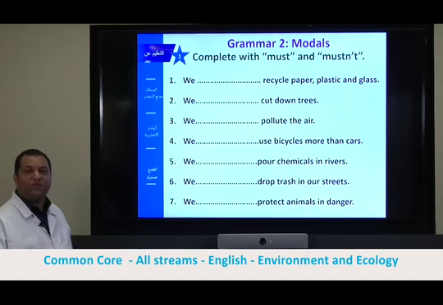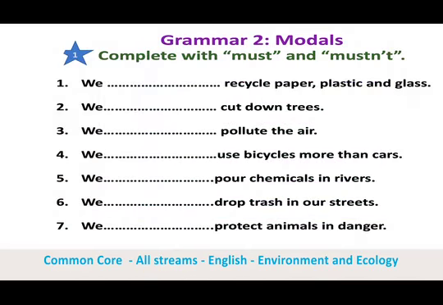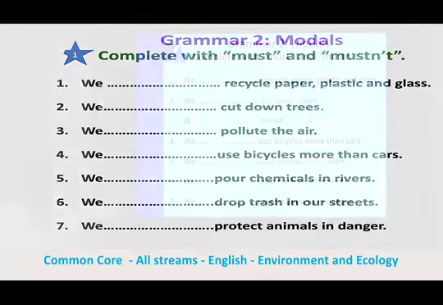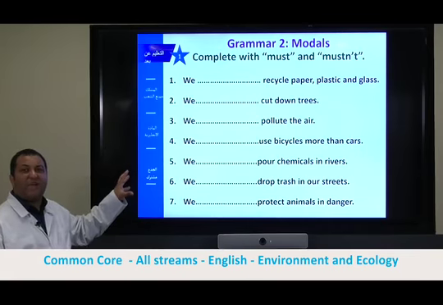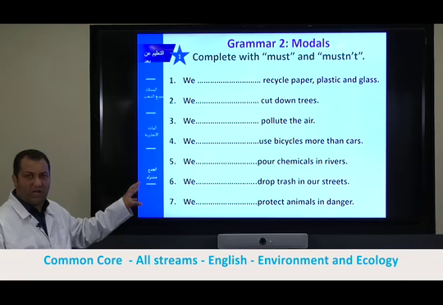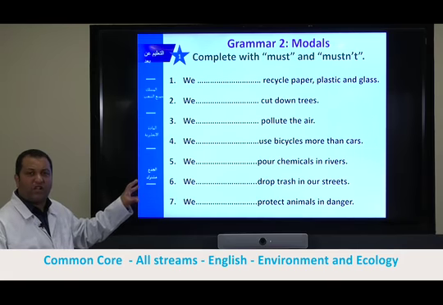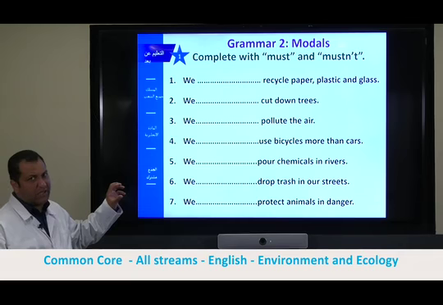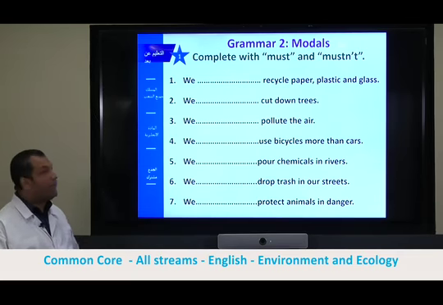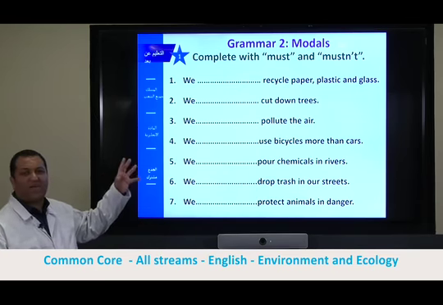Now, let's move on to a new grammar lesson. This lesson is modals or modal verbs. During the presentation of the lesson, we presented modals, musts, mustn'ts, have to, and don't have to or needn't. The focus of this lesson is mainly to express obligation or prohibition or lack of necessity. Let's get started. Complete with must or mustn't.